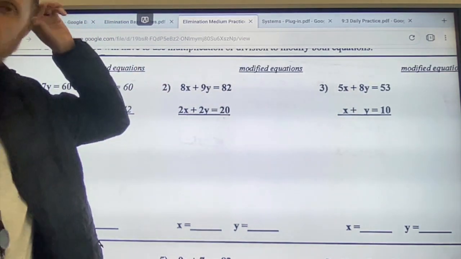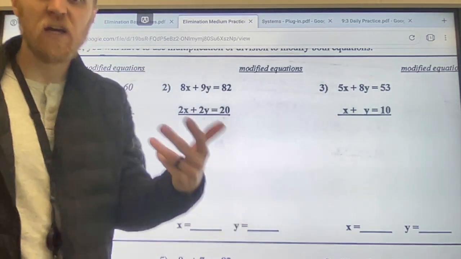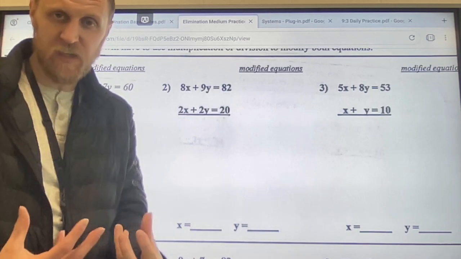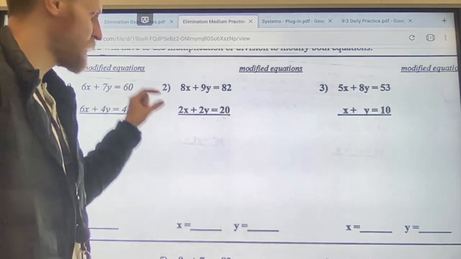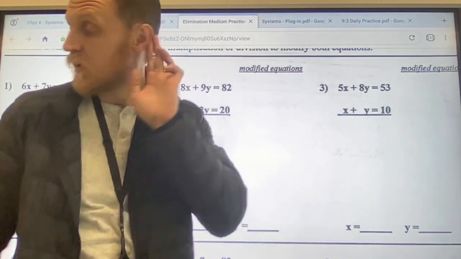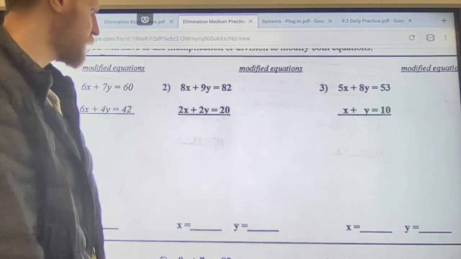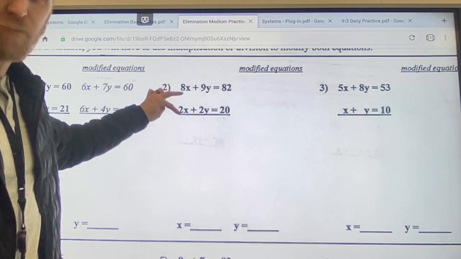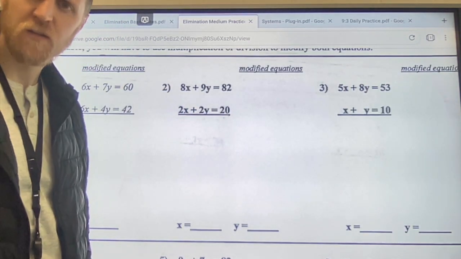So the way that I would think about doing this is, well, the opposite of 8x is negative 8x. So I need to multiply this 2 by something that's going to give me a negative 8. I wonder what that number could be. What could you multiply by 2 to get a negative 8? That's right. Good job, kids. Negative 4. Because 2 times negative 4 gives me a negative 8. That would make opposites. Does that make sense? Are you with me? Good.